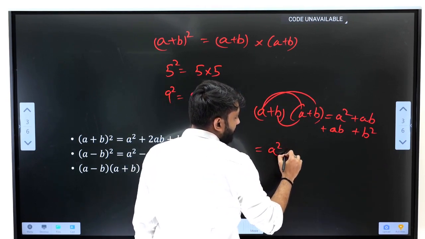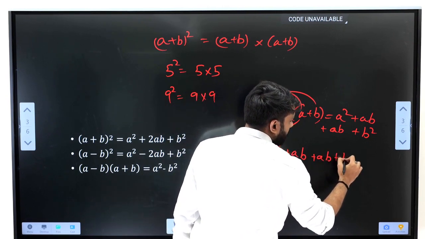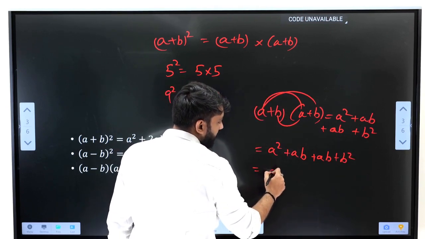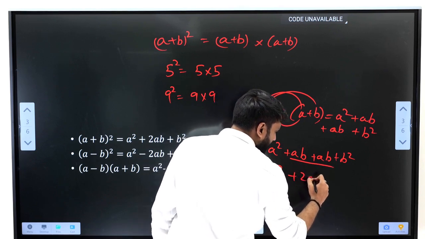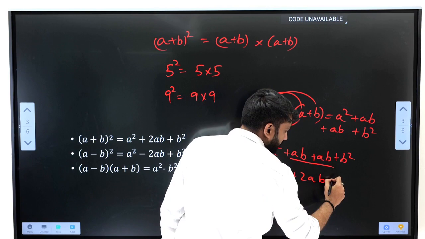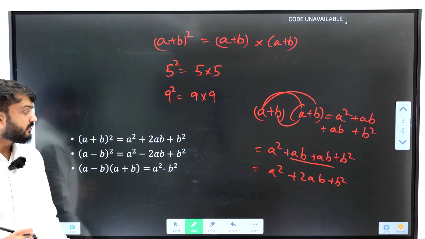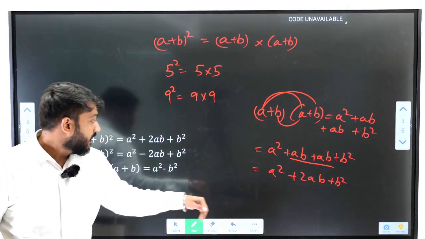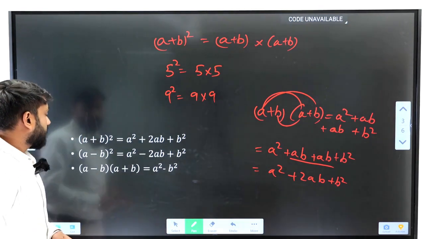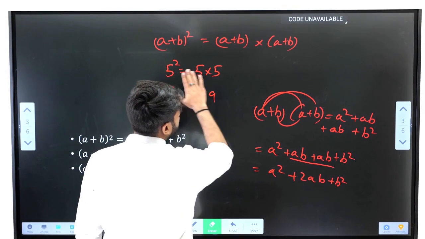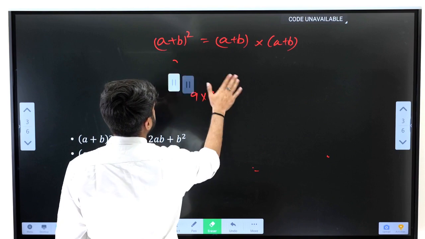Now, as you know, we can add or subtract the like terms. So therefore, this ab plus ab could be rewritten as 2ab, plus b square. Hence the expansion of (a plus b) the whole square is a square plus 2ab plus b square, right? Let's try this with b negative, or what if even a was negative? Let's just look into this.